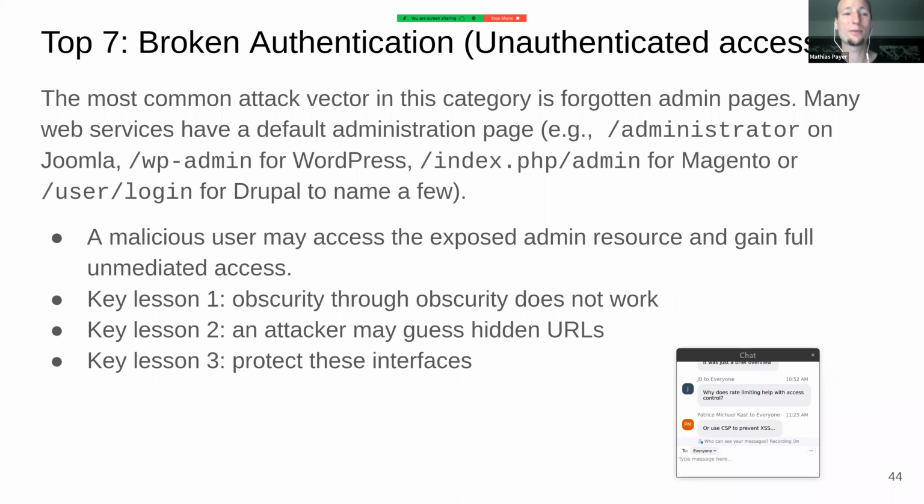So whenever you set up a new WordPress instance, you need to disable this very quickly so that it cannot be attacked while you're actually configuring it. Otherwise, a malicious user may access the exposed admin resource and gain full unmediated access. Secret pages do not work, so you need to make sure that they are actually protected. Attackers may guess hidden URLs. So protect all of these interfaces and make sure that they cannot be used by the attacker.